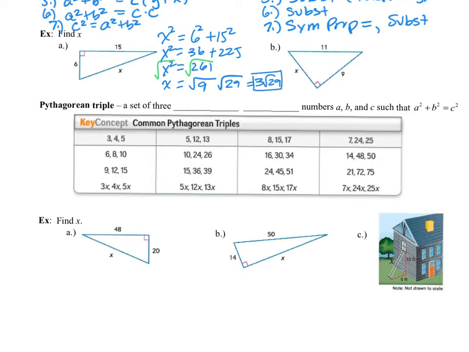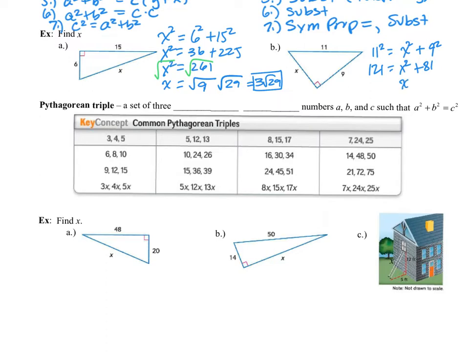Okay? Let's take a look at letter B. So in letter B, we know the hypotenuse, but we don't know one of the legs, we do know the other leg. So using the Pythagorean theorem, the unknown leg is called x. The square of the hypotenuse is equal to the sum of the squares of the two legs. So that would be x squared plus 9 squared. All right, 11 squared is 121. That's equal to x squared plus 81.